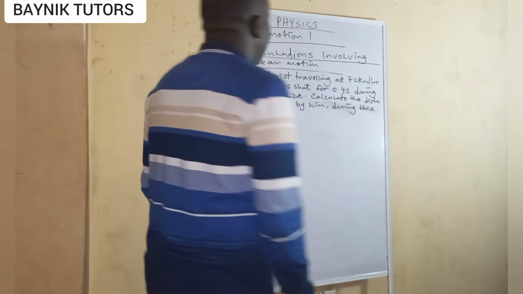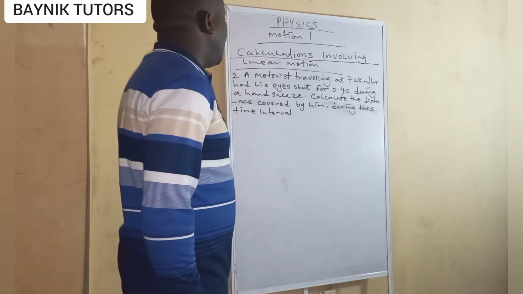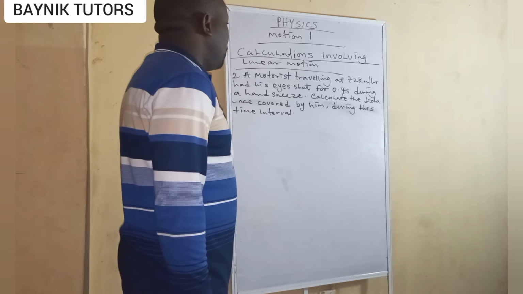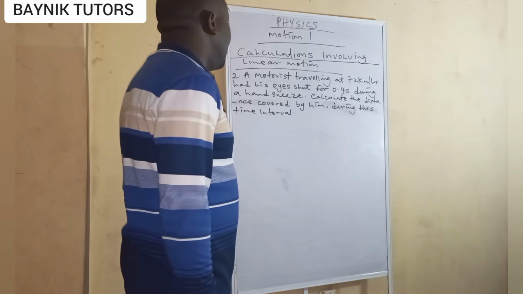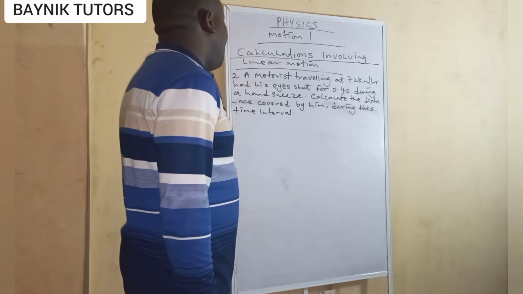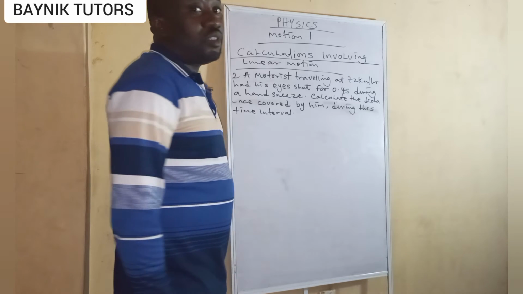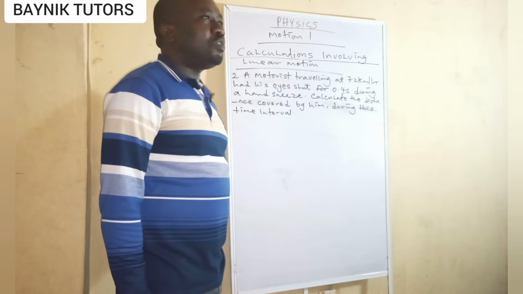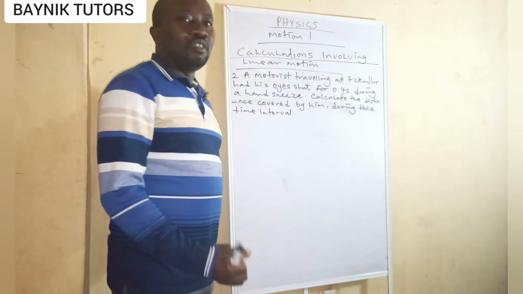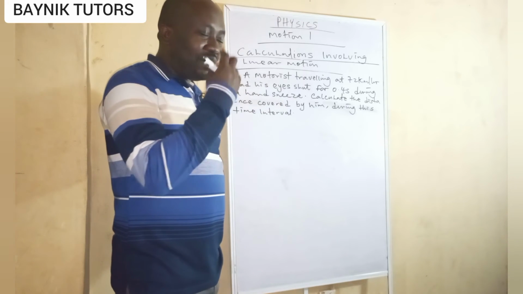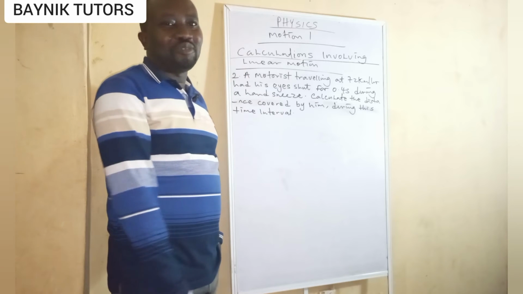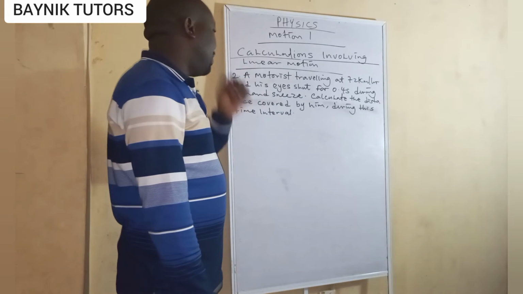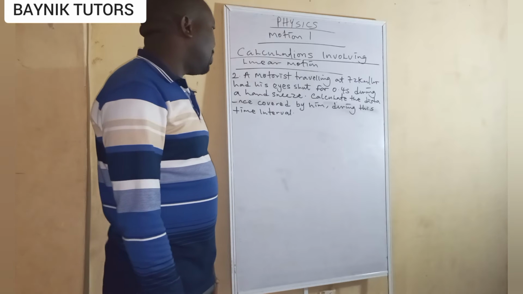For this question, a motorist traveling at 72 kilometer per hour had his eyes shut for 0.4 seconds during a hard sneeze. Calculate the distance covered by him during this time interval. You know, when you want to sneeze, automatically it is a reflex action. Definitely you shut your eyes, but the sneezing will take your attention. So that's what happened to the man. So we are told to find the distance covered by him during this time interval.